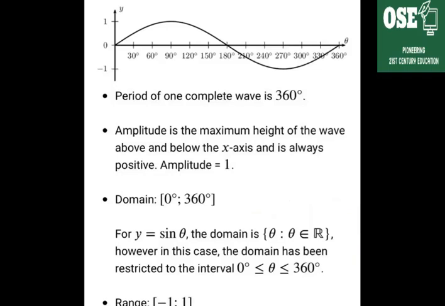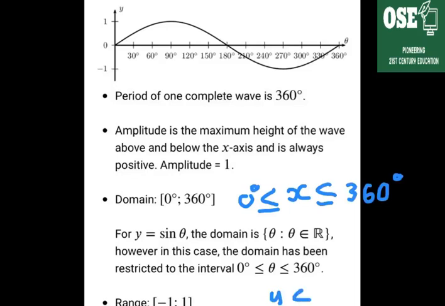For domain, you can also write x is greater than or equal to 0, but less than or equal to 360 degrees. Remember. And then for range here at the bottom, you can also say y is greater than or equal to -1, but less than or equal to 1. You can also write it in that way.